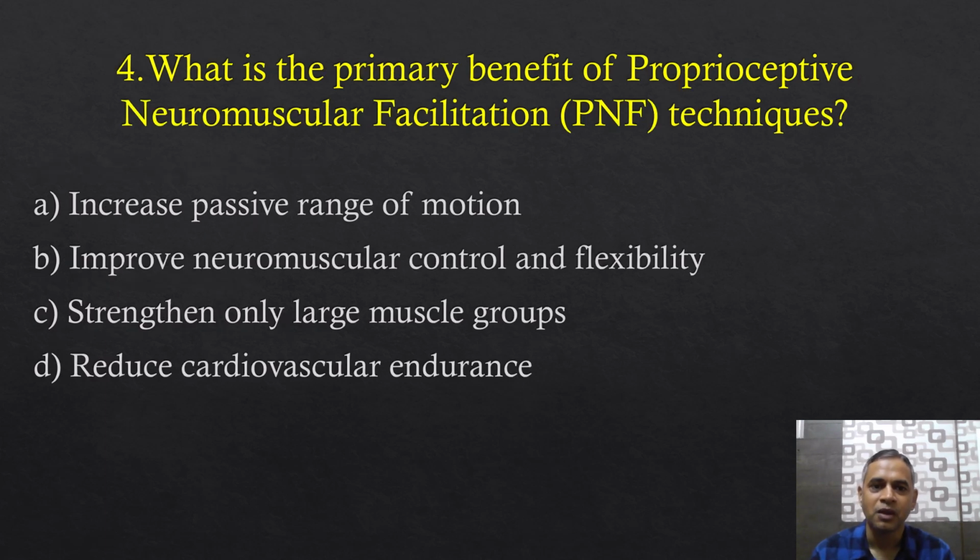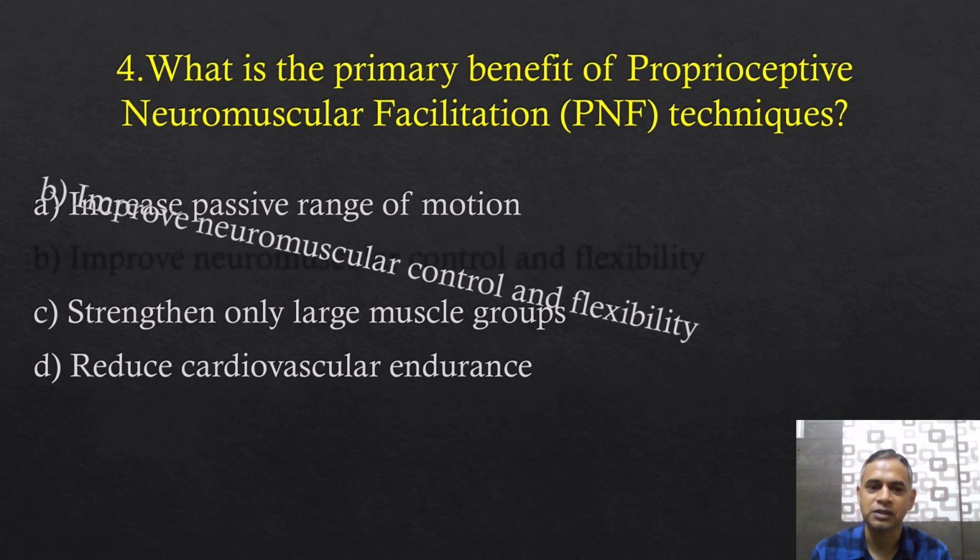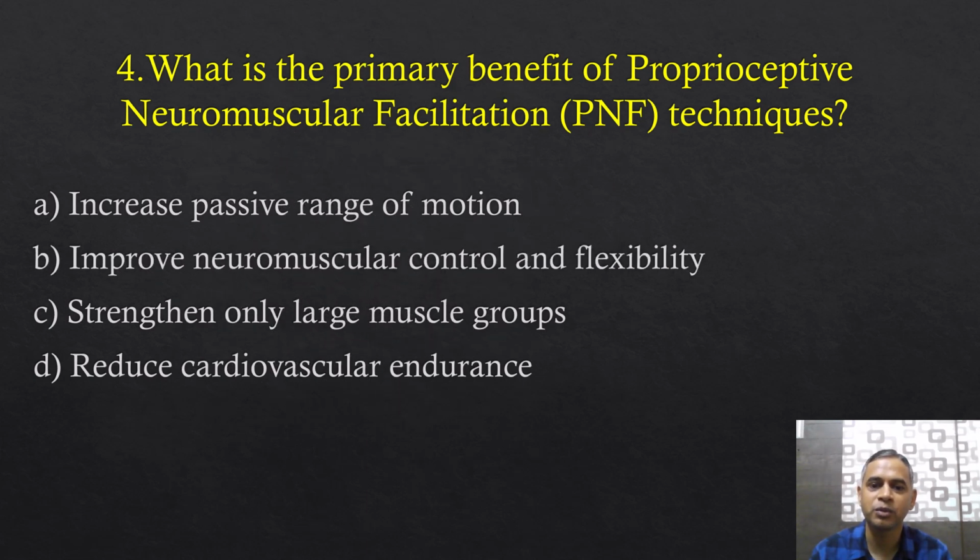Number 4. What is the primary benefit of proprioceptive neuromuscular facilitation (PNF) techniques? A. To increase the passive range of motion. B. Improve neuromuscular control and flexibility. C. Strengthen only the large muscle groups. D. Reduce the cardiovascular endurance. So the answer is improve neuromuscular control and flexibility.